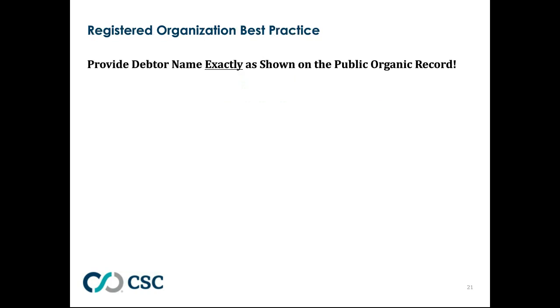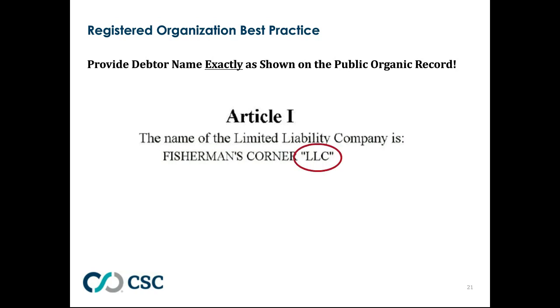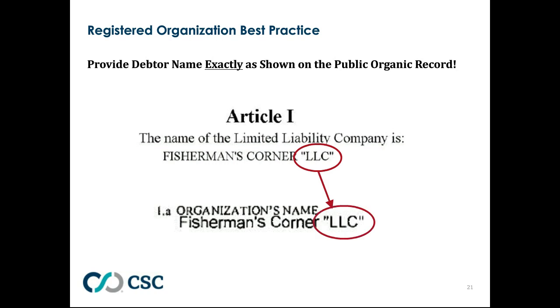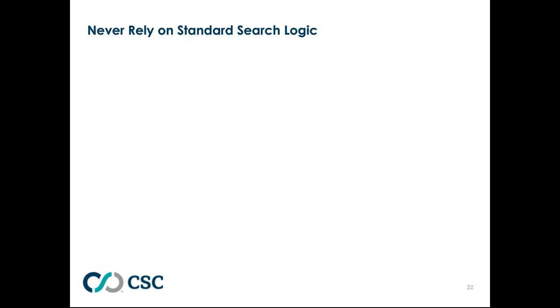Also, the debtor name must exactly match the name shown on the public organic record. The financing statement must provide it exactly, even if it doesn't look quite right. For example, we have an example here where in the articles, whoever filed the articles put the ending noise word of the debtor in quotation marks. That doesn't quite look right, but that's exactly how it should appear on the financing statement if that's the way it appeared on the public organic record.